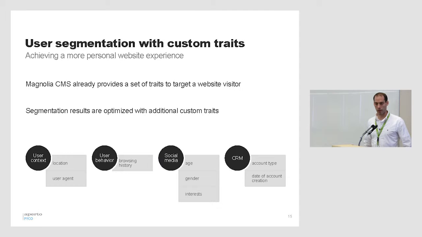We have also implemented some traits for social media activities. So we fetch information from Facebook and then you can edit your content with targeted information for age, gender, Facebook location, Facebook interests. And we also have connected a CRM to Magnolia, and then you can target your content based on your customer relationship. So for example, what kind of account type the user has. Is it a standard user or has he a premium account because he paid recently? Or when did he create an account? And then based on this duration of account, you can maybe offer additional promotions to extend your account.